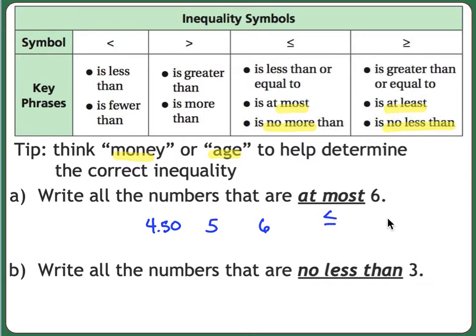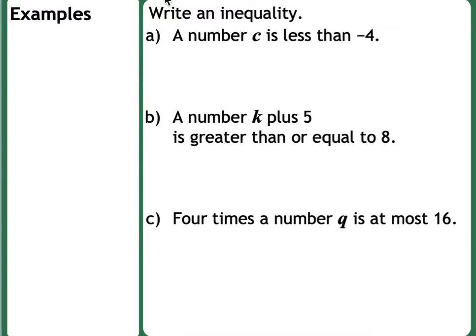I could also look at the other way, write all the numbers that are no less than. You could think of this as not less than 3. So if I thought of this as age, anyone who goes to school is no less than 3 years old. That means someone could be 3, someone could be 4, someone could be 5.5 years old. No less than means greater than or equal to. So let's go ahead and look at some examples.